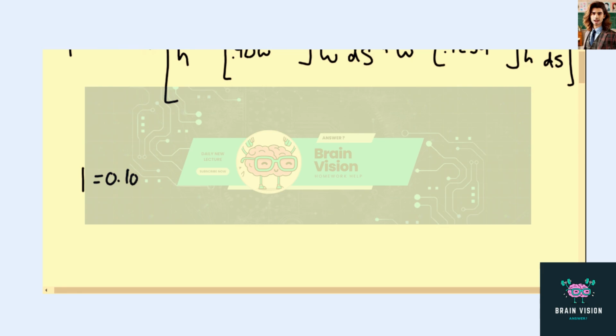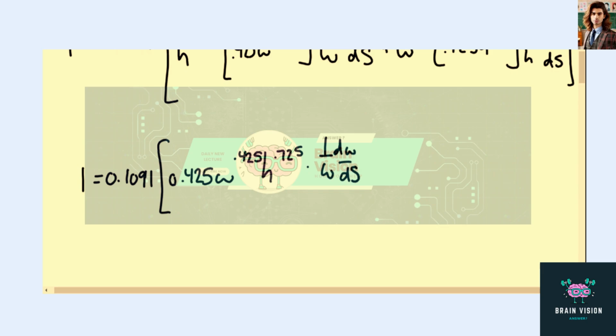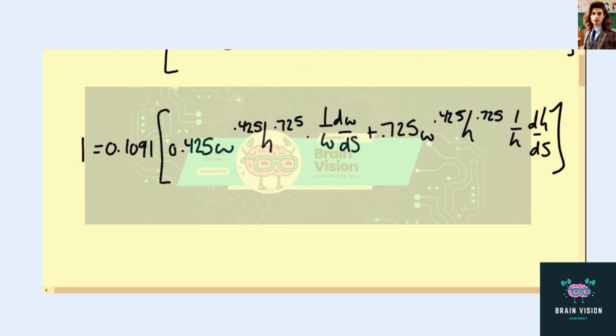Okay, so then we have 0.1091. And then we can move some stuff together so it's not quite so horrible to write, but it's still kind of horrible to write. 0.425 w to the power of 0.425 times h to the power of 0.725 times 1 over w dw ds, plus 0.725 w to the power of 0.425 h to the power of 0.725 times 1 over h dh ds. All right, cruising here.